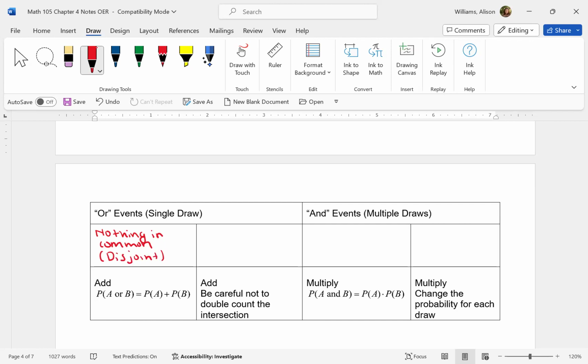That would be like the example I just gave. What's the probability I'm going to buy a dog or a cat? In that case, they have nothing in common. You can't get an item that is both a dog and a cat. That's just impossible. But then there's the case that maybe the or does allow for something in common, which means they have some sort of overlap.